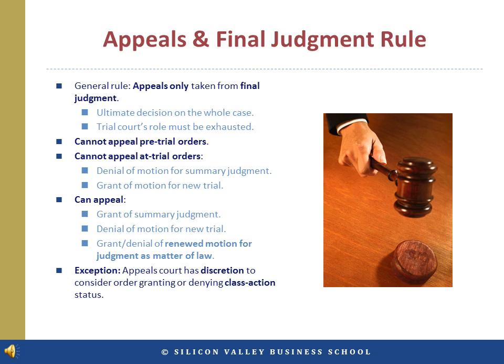A grant of a motion for new trial is not appealable, as the new trial will take place in trial court. Only when the new trial has had final judgment will the case be suitable for appeals court. The grant or denial of renewed motion for judgment as matter of law, where the judge decides whether to override the decision of the jury, is a final judgment, so it is grounds for appeal.